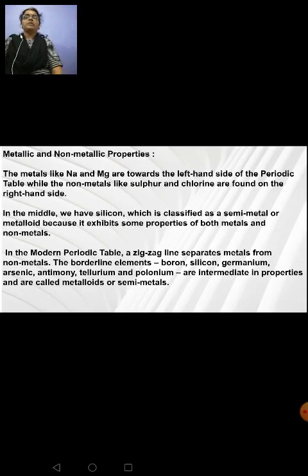When you look into your modern periodic table, you will see a zigzag line in that periodic table. That line separates metals from non-metals. So those borderline elements are said to be metalloids. So the elements like boron, silicon, germanium, arsenic, antimony, tellurium and polonium are all metalloids. They are semi-metals. They possess the properties of both metals and non-metals.